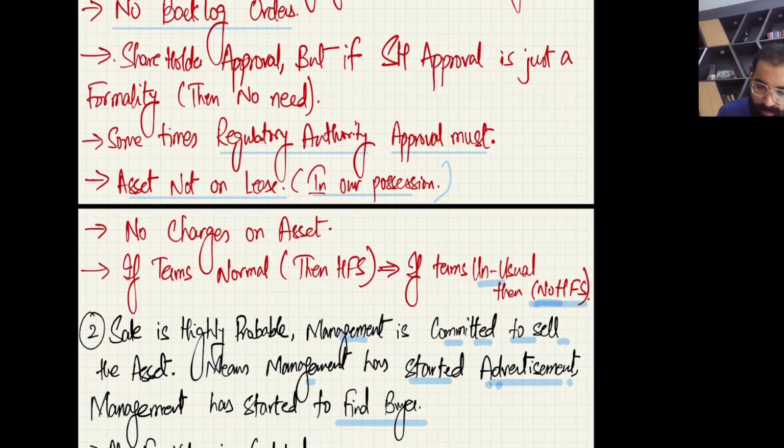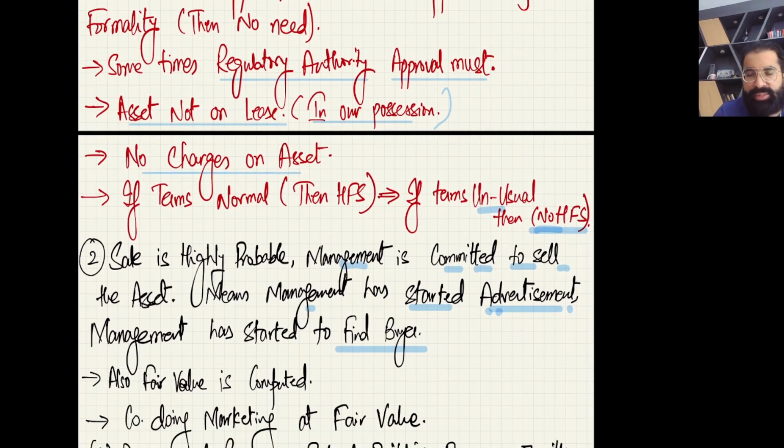Then no charges on asset. Yes, I am sure you guys have studied law paper before. Definitely, right now you are in advanced level. So in law paper, sometimes when we take a loan from the bank, we give our assets, we allow the bank to apply charges on our asset. Remember, fixed charge and floating charge.